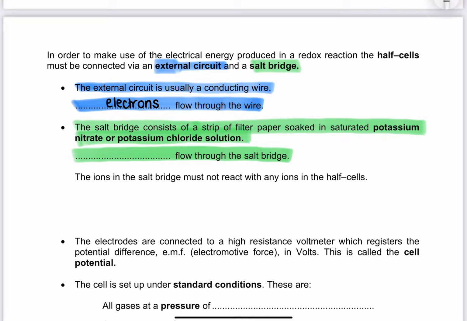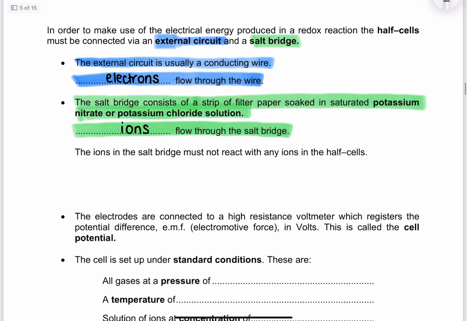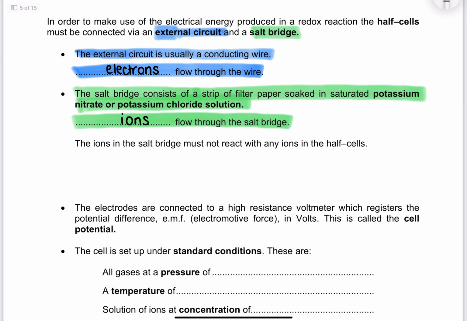Then we're going to connect our two solutions, our copper 2 plus and our zinc 2 plus, with what's called a salt bridge. A salt bridge is a piece of filter paper, and it's soaked in either potassium nitrate or potassium chloride solution. You often have to label that in the exam, so that's why they're in bold. But because they're ionic, free ions flow through the salt bridge. The ions in the salt bridge mustn't react with any of the ions in the half cells.